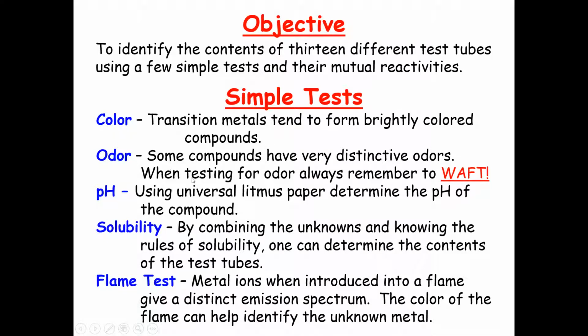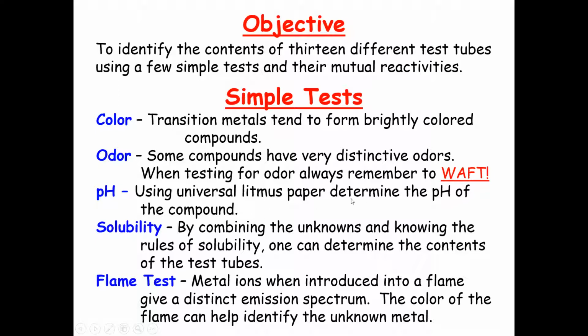So odor. Some compounds have very distinctive odors, smells. When testing for odor, always remember to waft, and we will see what waft means. So pH: universal litmus paper determines the pH of the compound. As I have already told you, litmus paper is used to find out whether the solution is acidic or alkaline.